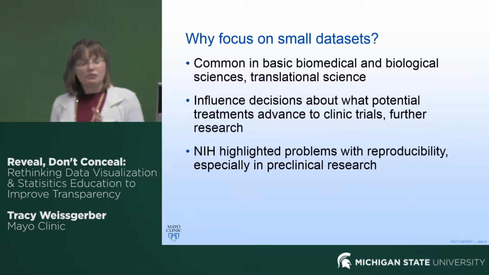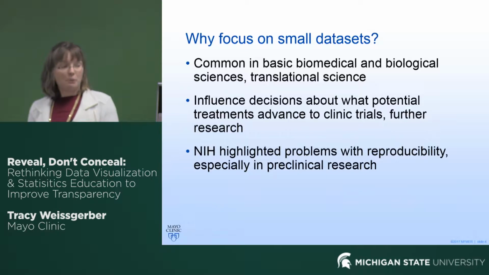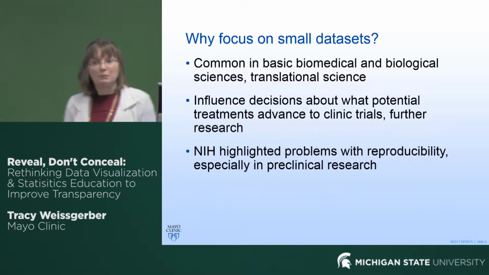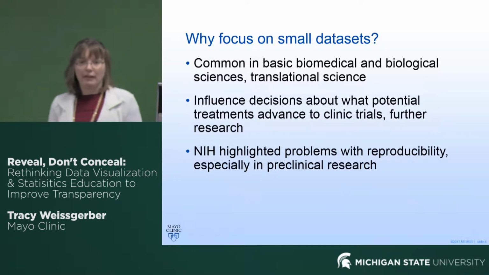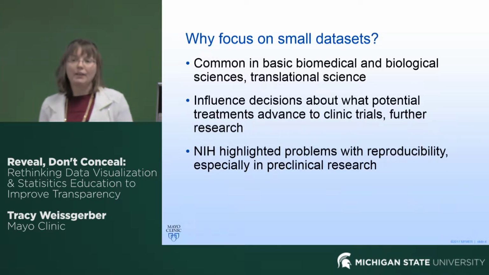And those things are just starting to happen in the preclinical sphere. So that means preclinical research still has a lot of problems, and there's a lot of things that we can do to improve reproducibility and rigor in these small sample size studies. So from the NIH perspective, looking at the preclinical research is definitely somewhere we should be focusing whenever we're thinking about reproducibility and rigor.